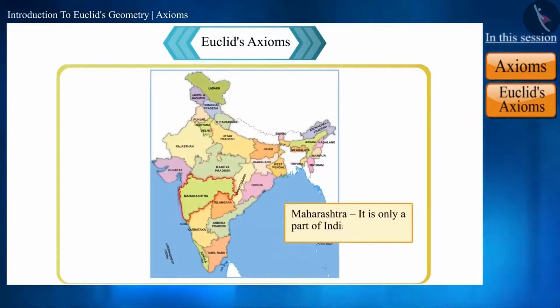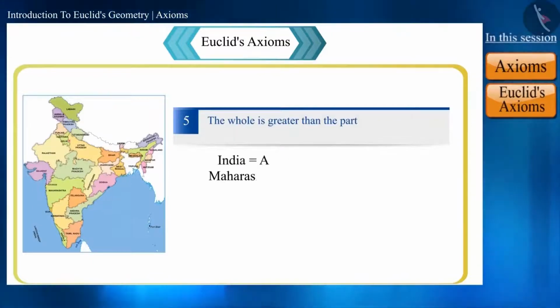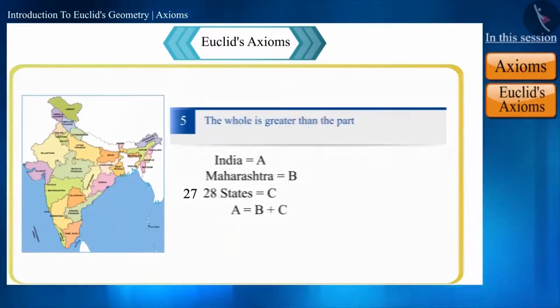Because it is only a part of India. Yes, friends, Euclid said the same thing in his fifth axiom. The whole is greater than the part. If we consider India as A, Maharashtra as B, and the remaining 27 states as C, then we can write A as somewhat like this: A equals B plus C.